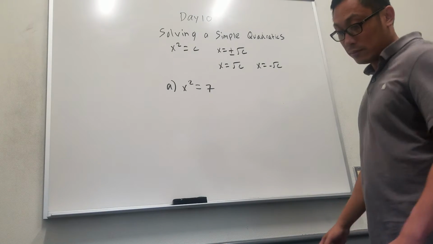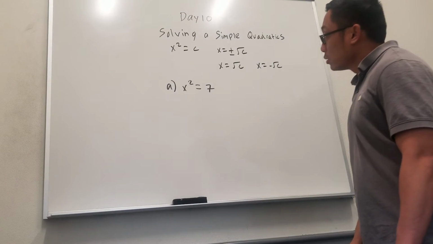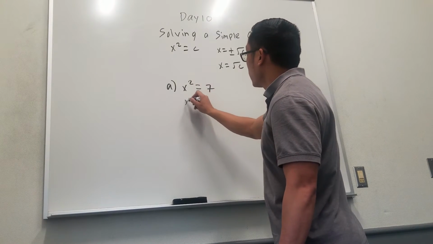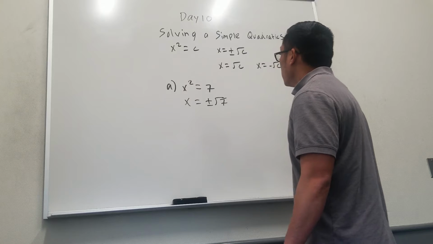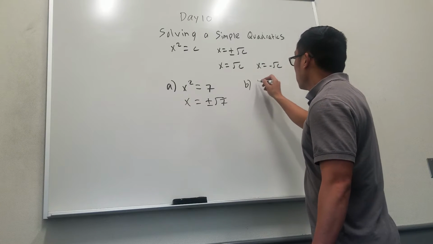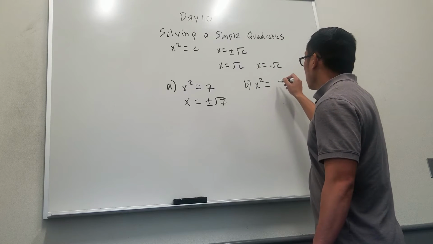So how do I do this? Applying this, we have x is equal to plus or minus square root of c. In this case, it's 7. That's it. Fairly simple, right? So try this one. See if you can do it. x squared equals 9.